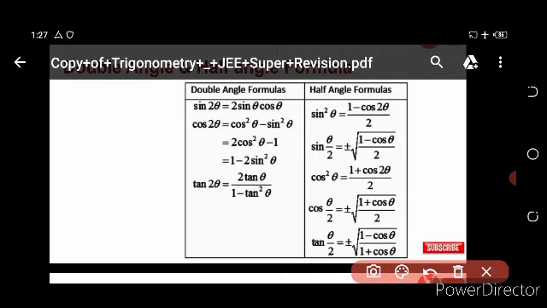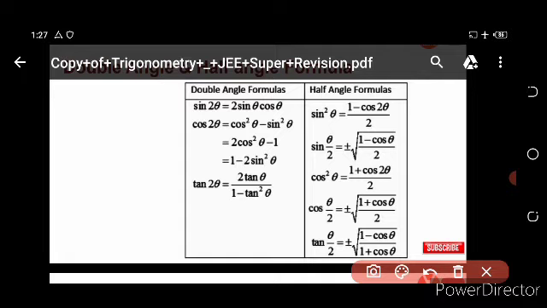Similarly, sin square theta by 2 is equal to 1 minus cos theta upon 2. Here 2 theta is present, so this is 2 theta; here theta by 2 is present, so here theta. Only the difference is this. Then cos square theta is equal to 1 plus cos 2 theta upon 2. Then cos theta by 2 is equal to plus or minus root over 1 plus cos theta by 2. Then tan theta by 2 is equal to 1 minus cos theta upon 1 plus cos theta.